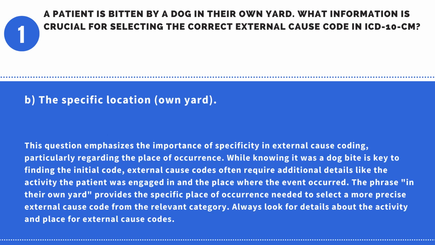Answer: B. The specific location, own yard. This question emphasizes the importance of specificity in external cause coding, particularly regarding the place of occurrence. While knowing it was a dog bite is key to finding the initial code, external cause codes often require additional details like the activity the patient was engaged in and the place where the event occurred. The phrase "in their own yard" provides the specific place of occurrence needed to select a more precise external cause code from the relevant category. Always look for details about the activity and place for external cause codes.